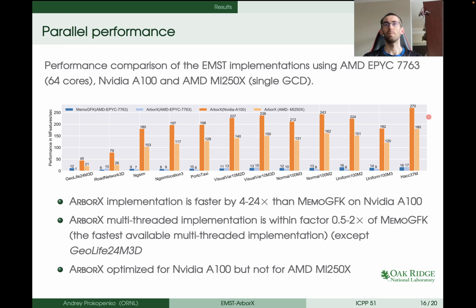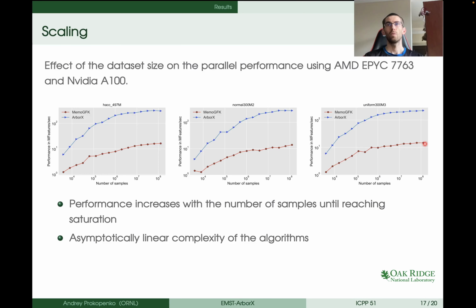And while it is not clear from this plot, this number 270 actually means that we are able to compute the Euclidean minimum spanning tree for the 37 million point problem under a single second on a single GPU, which was our target.